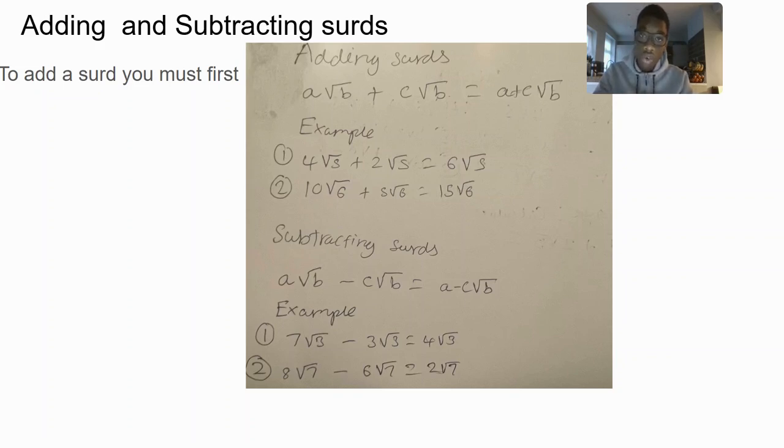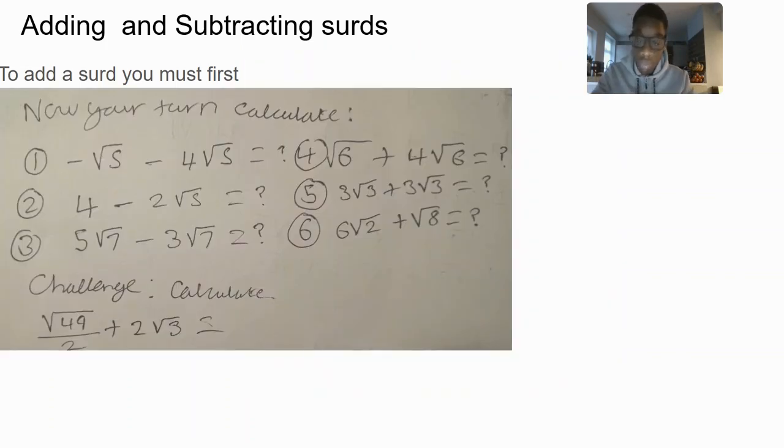If the numbers under the root signs are the same and cannot be simplified further, you will just add or subtract the terms that are outside of the root sign, and that will be your final answer. So it's the same for subtraction. A root b minus c root b equals a minus c root b. Yeah, so it's quite straightforward.